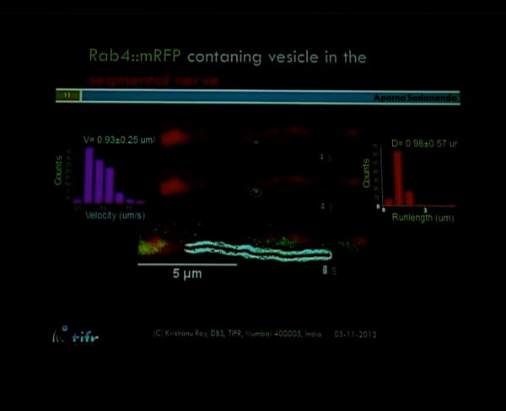This was one of the most unusual runs we recorded, which has about 7 microns run length, and it kept going. Our recording period was 10 seconds, and if we had recorded longer, we probably would have gotten this run even longer. So this is an indication that some of these vesicles can run really persistently for a long distance in the axon.